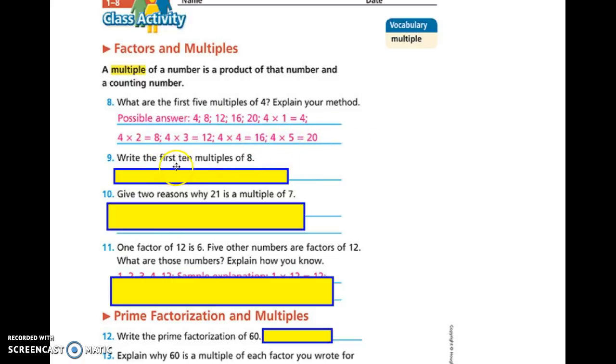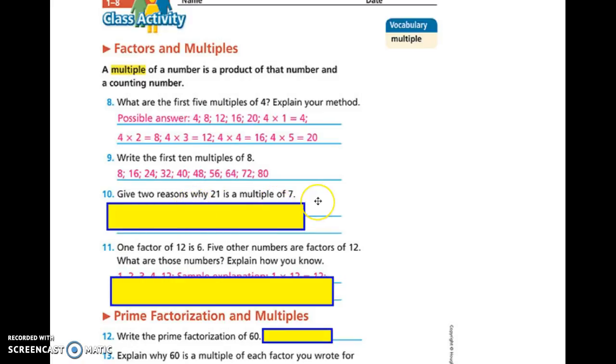Now it says write the first 10 multiples of 8. So this is just knowing your 8 count bys or your 8 times tables, right? So you're going to start with 8, 16, 24, 32, 40, 48, 56, 64, 72, 80, right? And I could do 8 times 1 is 8, 8 times 2 is 16. I could do all of those, but that's what the multiples are. They're all the different things we multiply 8 through, 8 in this case up to 10.